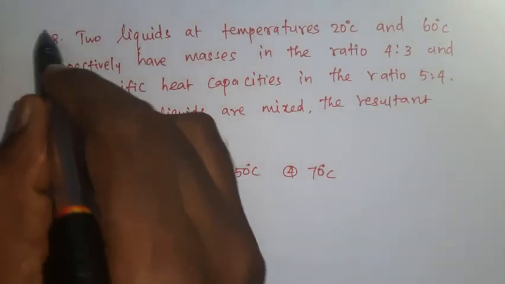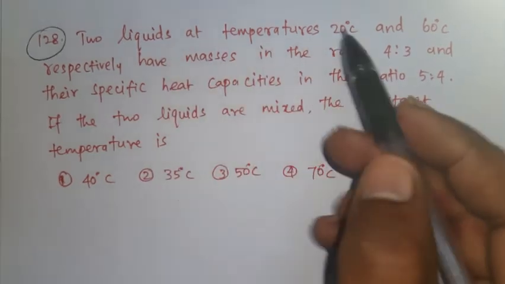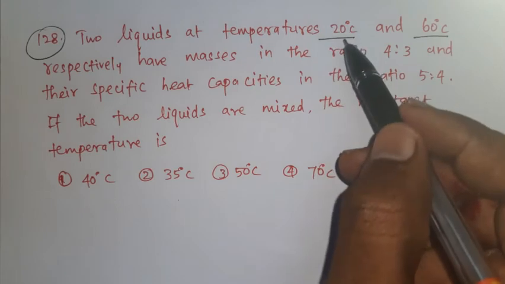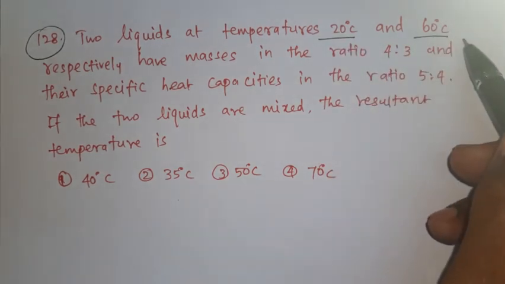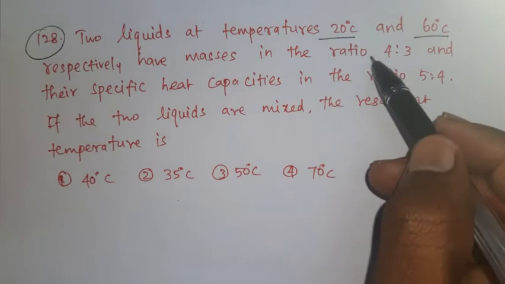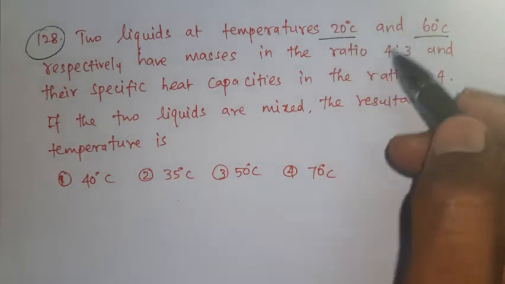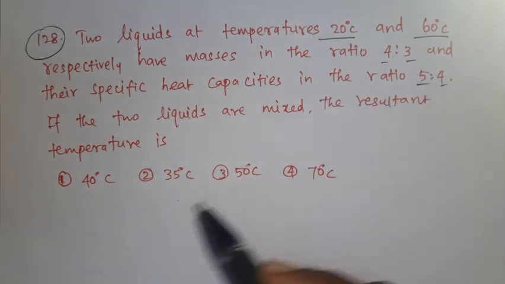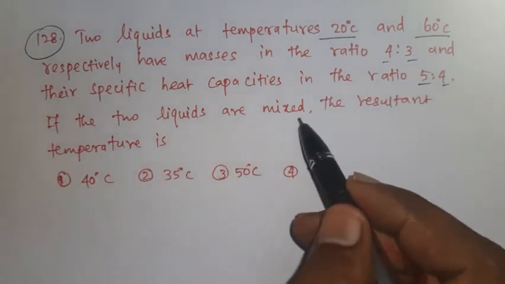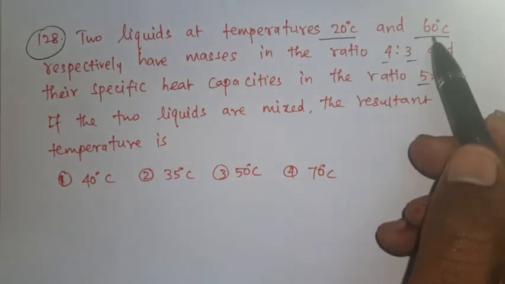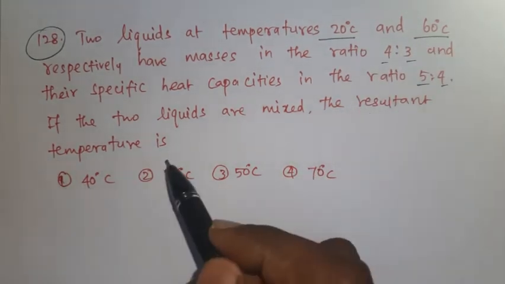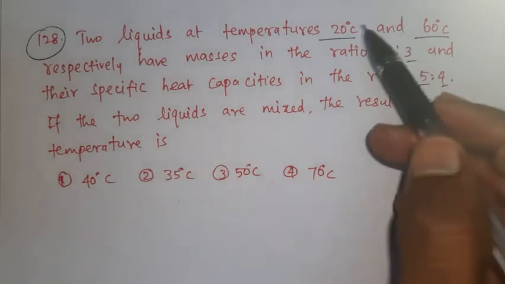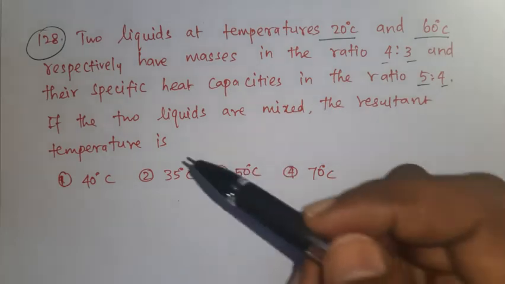Question number 128. Two liquids at temperatures 20 degrees Celsius and 60 degrees Celsius. 20 degrees Celsius you can take as cold body, 60 degrees Celsius you can take as hot body, respectively of mass in the ratio 4:3 and their specific capacities in the ratio 5:4. If the two liquids are mixed, that means cold body and hot body mixed together, the resultant temperature is. So usually what will you do? If they give two temperatures, the average means you will add together and divide by 2. So we should not do like that.